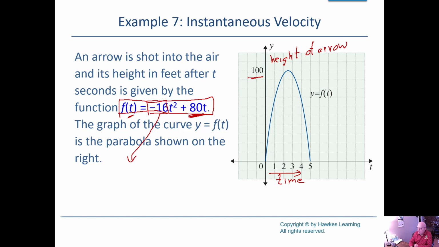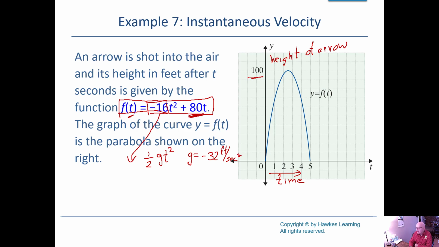because you could think of this as, if you're going back to physics, if any one of you have taken physics, this corresponds to 1/2 gt squared. Now, g has to do with gravity. That's why we use the g. And gravity has an acceleration of 32 feet per second squared.